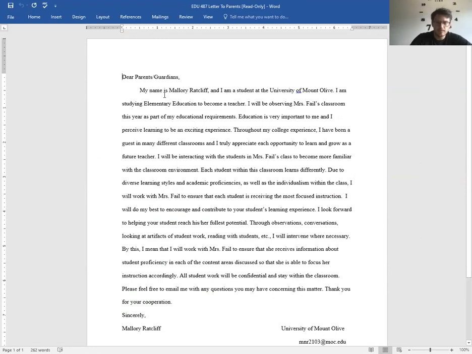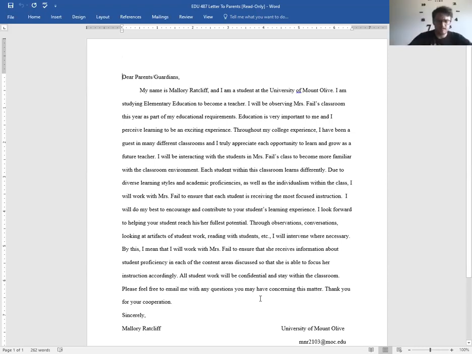Anyway, this is a parent and guardian letter. The student talks about herself. The student also talks about how the students in the classroom learn differently. It said due to diverse learning styles and academic proficiencies, as well as individualism within the classroom, that she's going to work with the teachers to focus on their instruction. So those are the things that you need to do: tell a little something about yourself, talk about the diversity and the demographics in your classroom, and then talk about how you are going to respond or communicate with the parents. So I'll leave that there so you can look at it for a minute and read it.